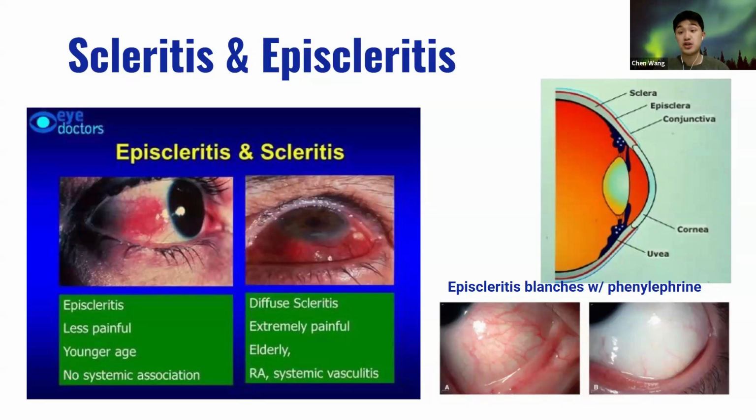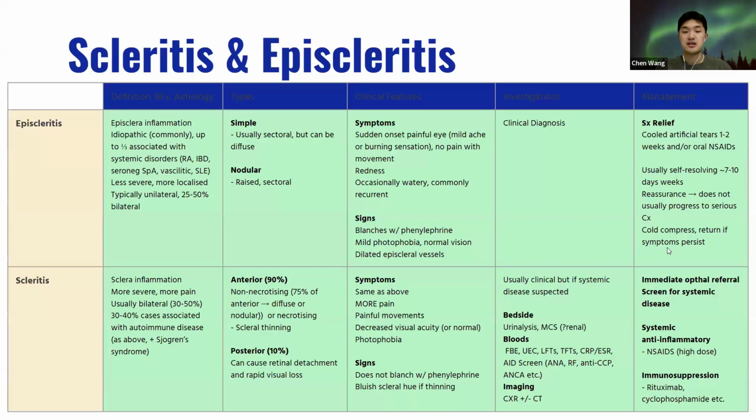One other important differentiating factor between the two is that episcleritis will blanch with 10% phenylephrine, and this medication is an alpha-1 agonist to constrict the blood vessels. So episcleritis will blanch, as you can see in the image here, but scleritis will not. And here's just another table to help you differentiate between scleritis and episcleritis, which you can have a look at in your own time.